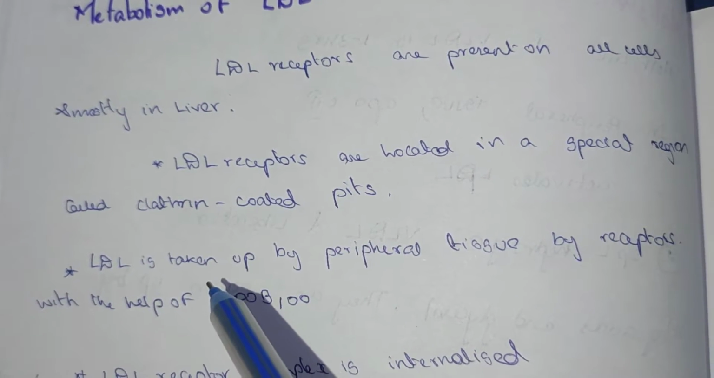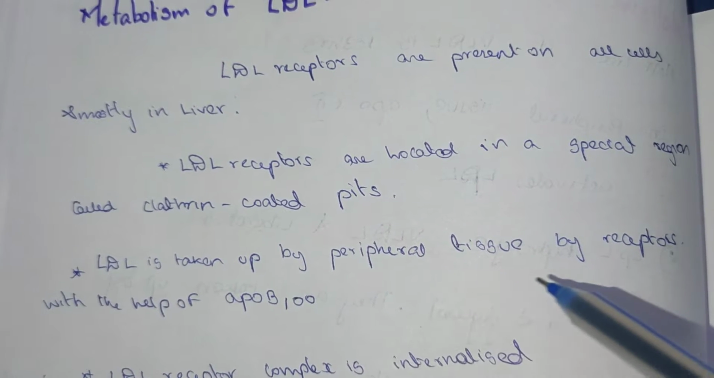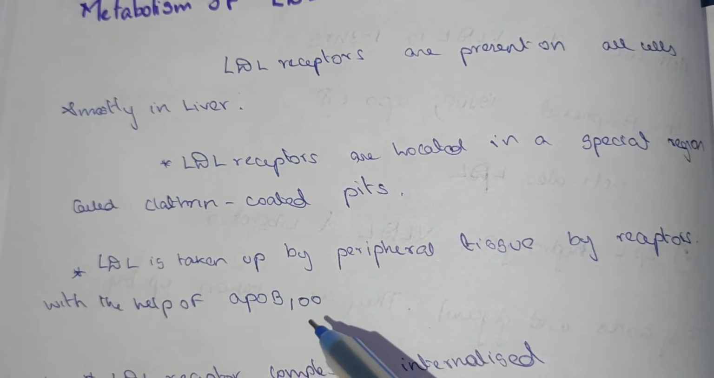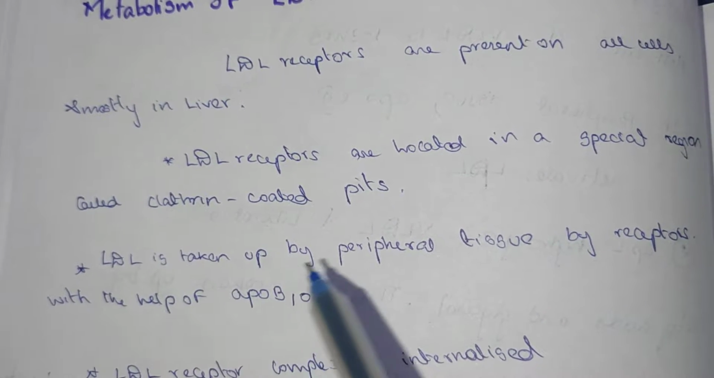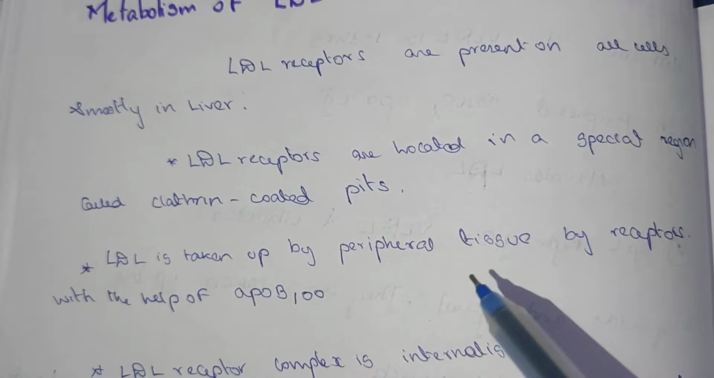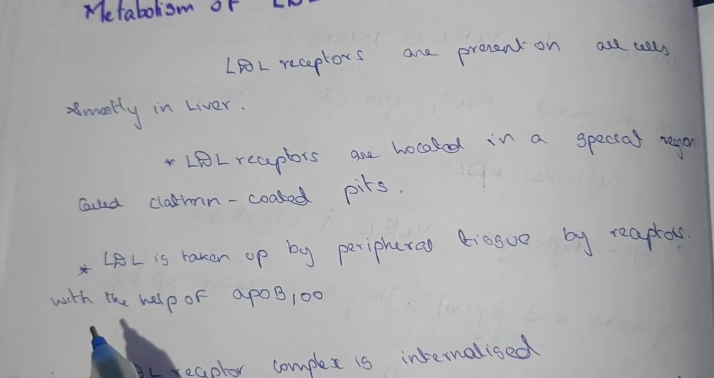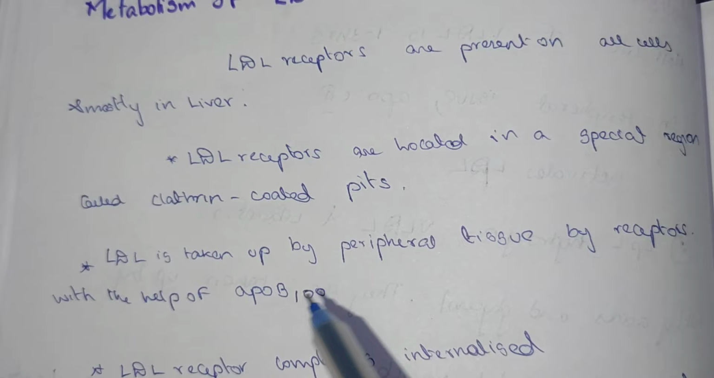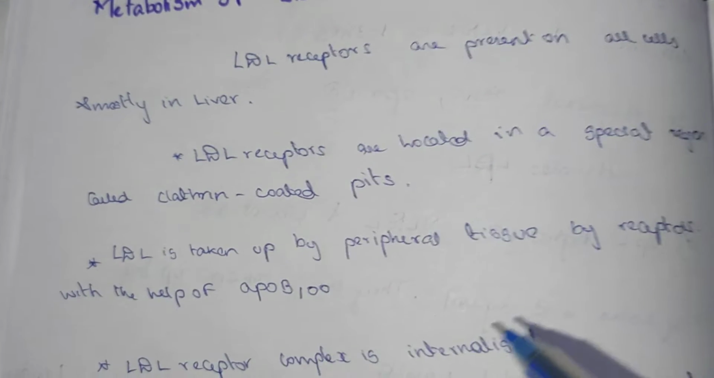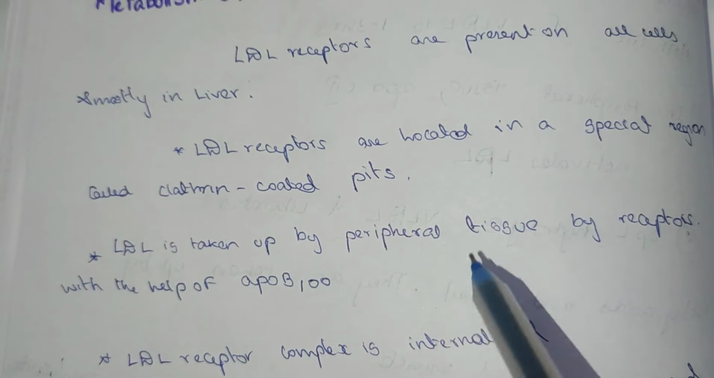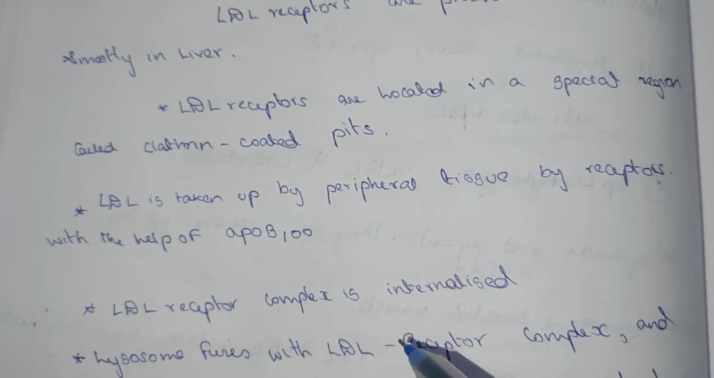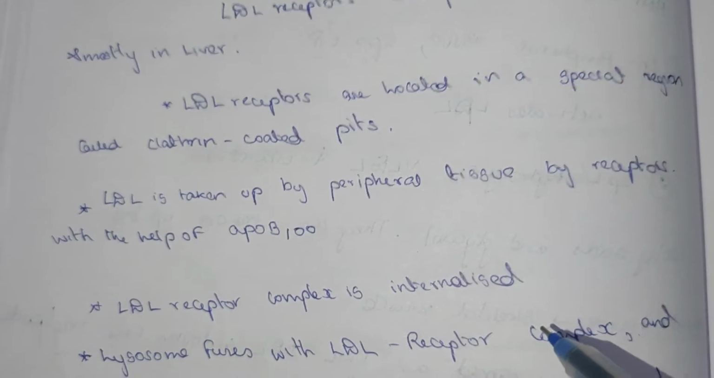The LDL is taken up by the peripheral tissue by the receptor with the help of ApoB100. This ApoB100, which is the apoprotein of the LDL, binds the LDL to the receptor on the peripheral tissue, and it forms an LDL receptor complex and is internalized.